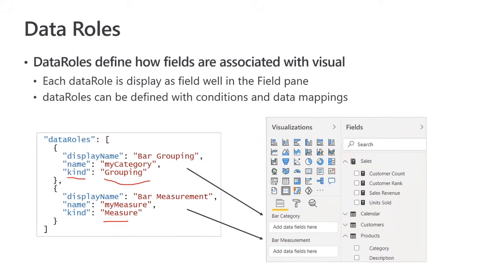If you say measure and they drop a column inside there, it's going to automatically get wrapped with an aggregate function. If you say grouping, it needs a row context, so you're not going to be able to drop a measure in there. You can also have a combination of both. We also have constraints, so we can define how many fields you can put inside there. I might want to say the user can put 2 or more fields in here, or I might want to say the user can only put 1 field into my data role.